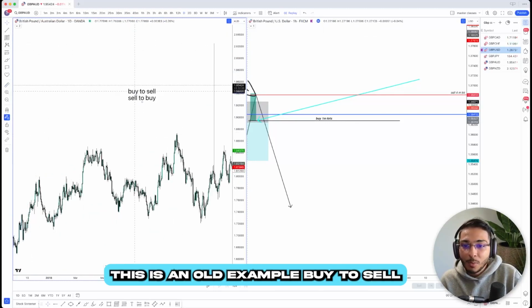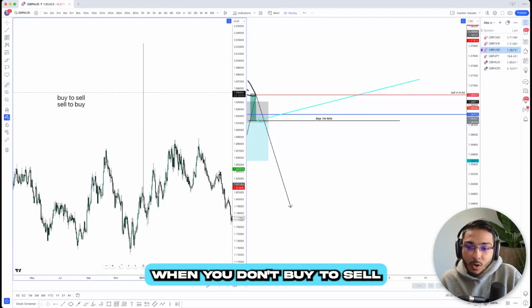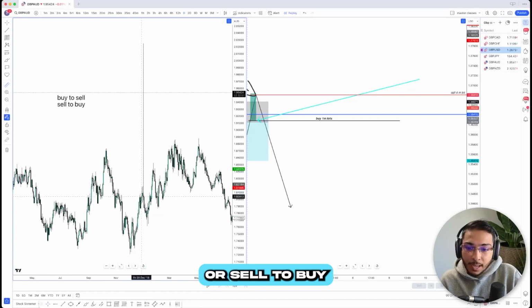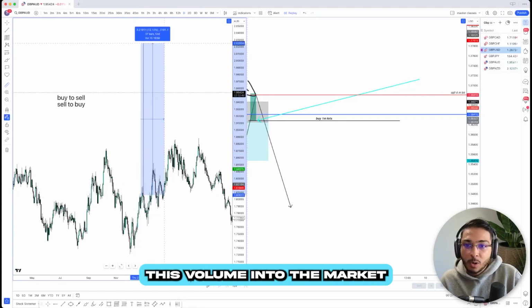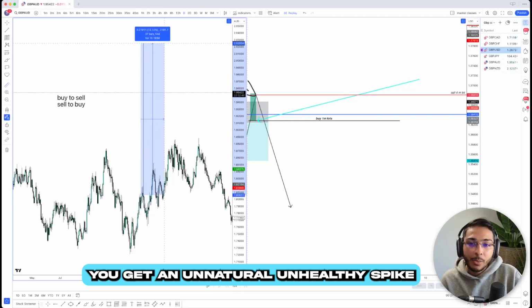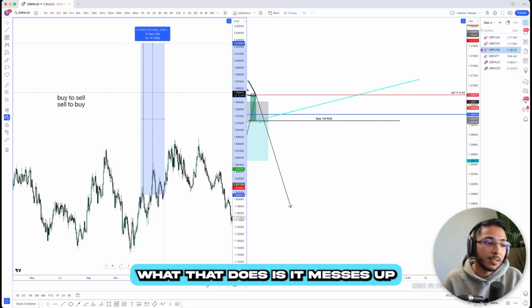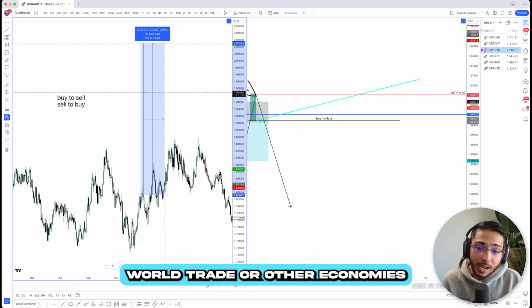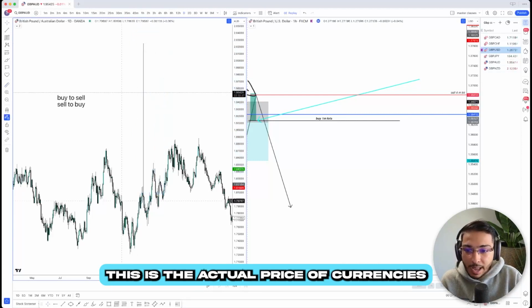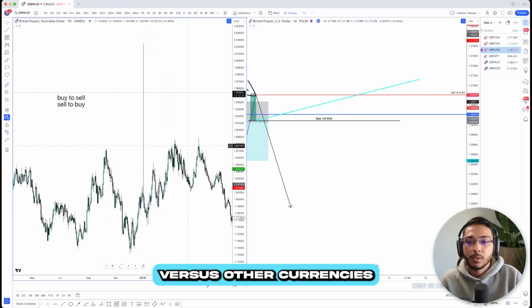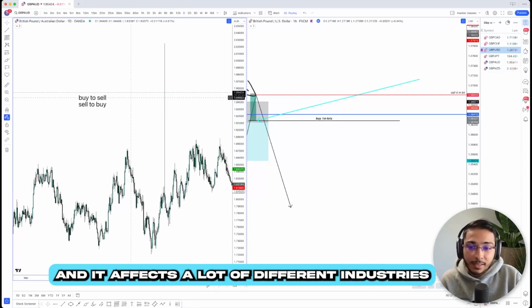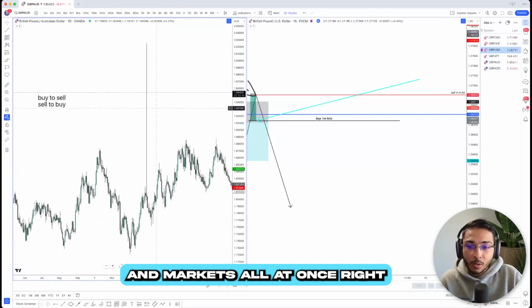This is an old example, buy to sell. This is what happens when you don't buy to sell or sell to buy. When you interject this volume into the market, you get an unnatural, unhealthy spike. What that does is it messes up world trade, world economies. You guys got to factor this in. This is the actual price of currencies versus other currencies. And it affects a lot of different industries and markets all at once, right?